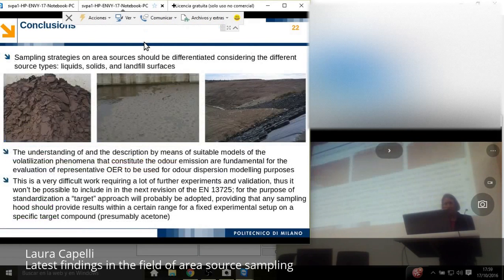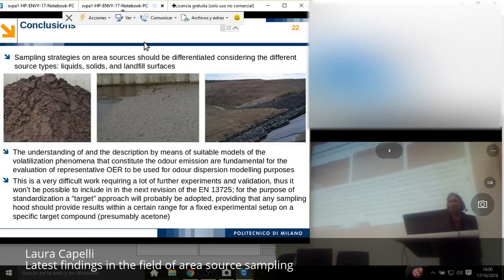To the conclusion, I know I was long. The conclusions are easy. The sampling strategies for area sources should be differentiated considering the different source types. So in our case, liquids, solids, and landfill surfaces. And then again, the understanding and the description by means of suitable models of the volatilization phenomena that take place inside the hoods and that constitute the odor emissions are fundamental for the evaluation of representative odor emission rates.